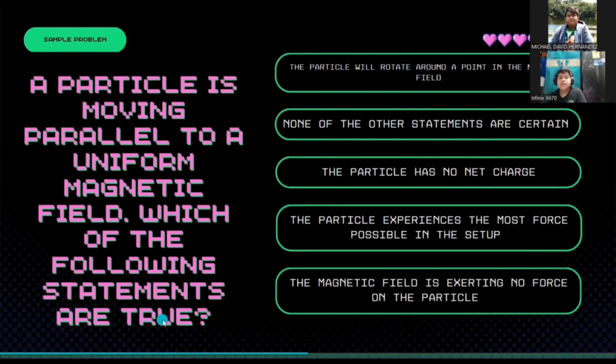So now for the sample problem. A particle is moving parallel to a uniform magnetic field. Which of the following statements are true? So, first, the particle will rotate around the point in the magnetic field. None of the other statements are certain. The particle has no net charge. The particle experiences the most force possible. And lastly, the magnetic field is exerting no force on the particle.